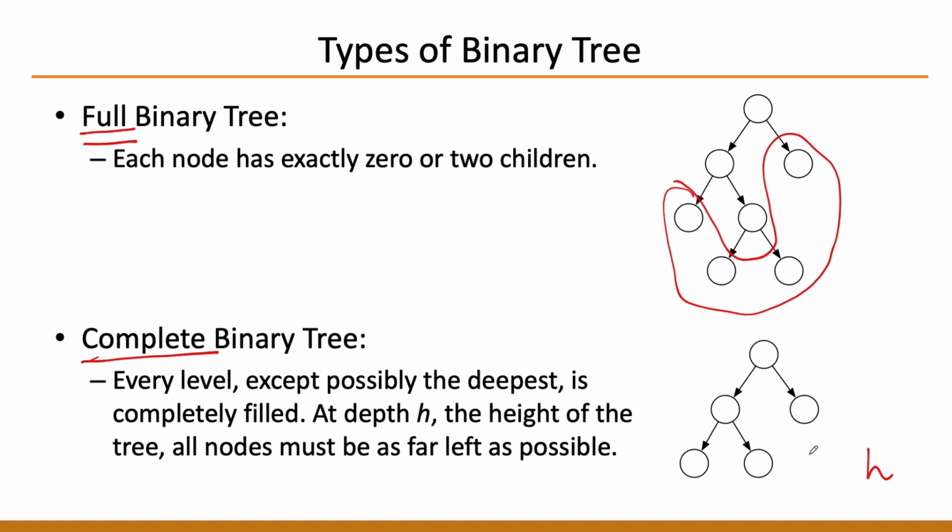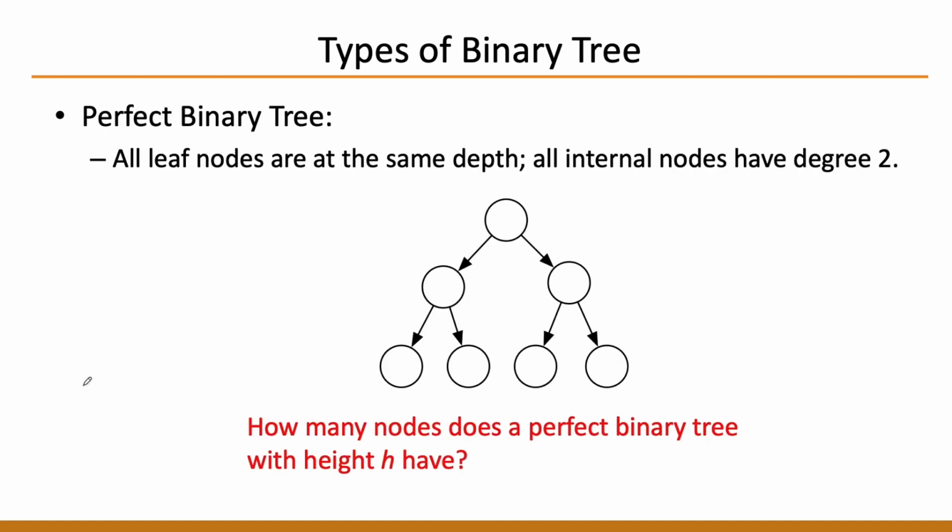You can have vacancies, but vacancies need to be on the right hand side, right? So all the nodes, if you have it, need to be squeezed to be as left as possible. If that is the case, we call this kind of binary tree the complete binary tree. Finally, this is a special case where for each and every level, all the space are fully utilized, right? So this is what we call the perfect binary tree.